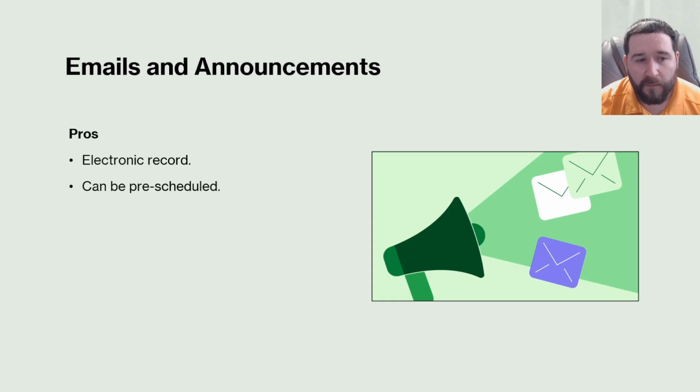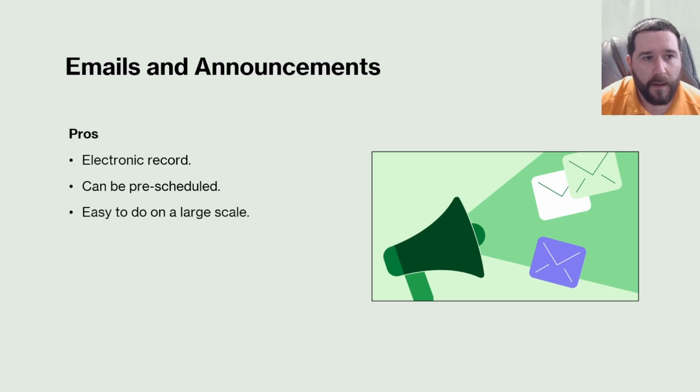Another pro, you can pre-schedule emails and announcements. Okay, so if you know that you're splitting your training section into 3 parts, you can build out those 3 announcements ahead of time and set them up to send out on your schedule when you need them. So that is nice to have.